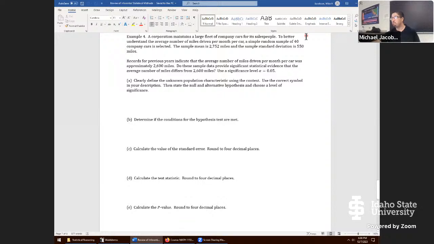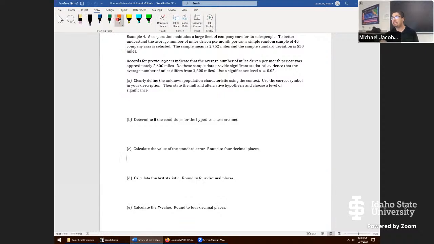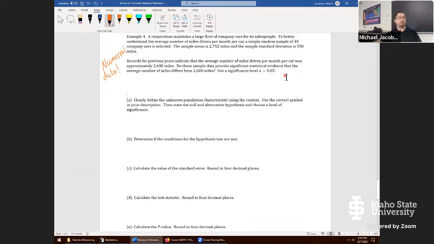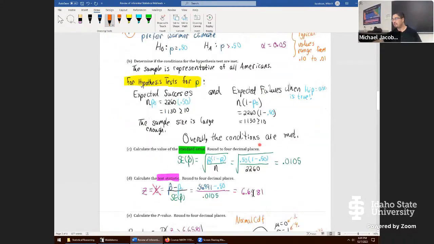We're now up to example number 4. And if we take a look at this, right where it says the sample mean is 2,752 miles, that indicates to us immediately our data are numerical. So let's say here, this is numerical data. And now that we know it's numerical data, we want to know what kind of procedure we are dealing with. There's nothing about level of confidence. It's asking for a test statistic. It's asking for hypotheses.